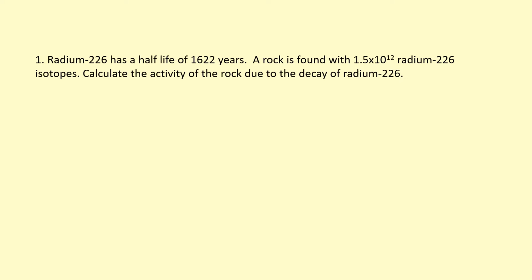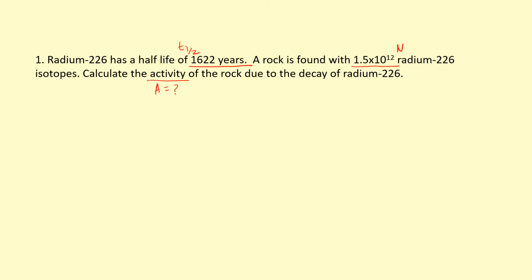In this example, we have radium-226, which has a half-life of 1,622 years. A rock is found with 1.5 times 10 to the 12 radium isotopes. Calculate the activity of the rock due to the decay of the radium. So here we've got the half-life, and then we've got the number of isotopes at some point in time, and then we want to find the activity.